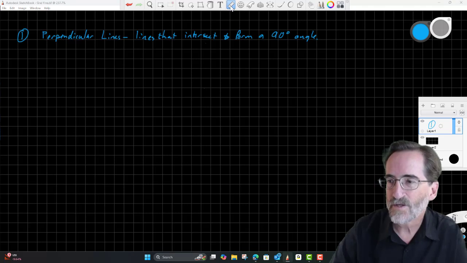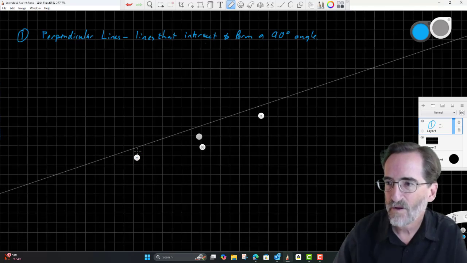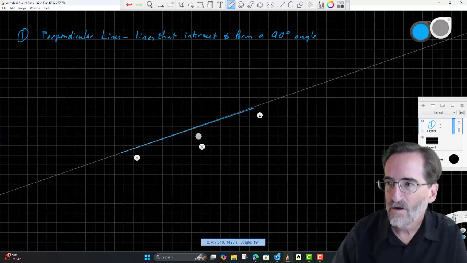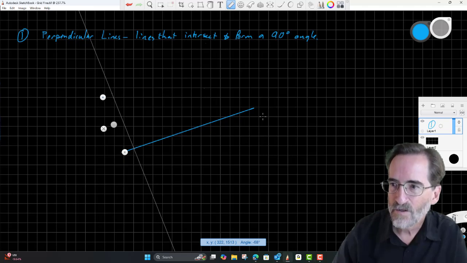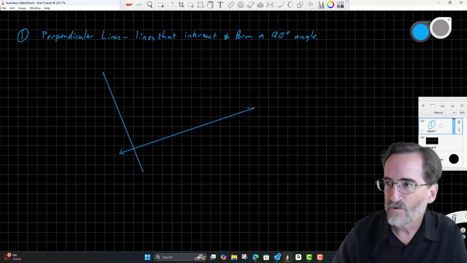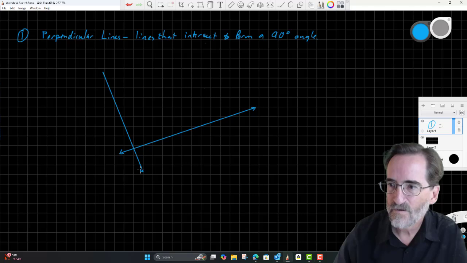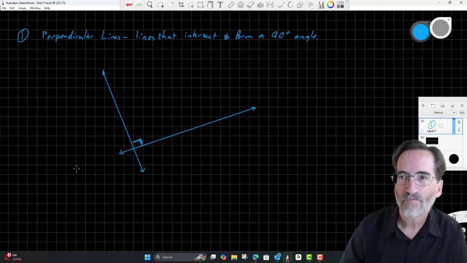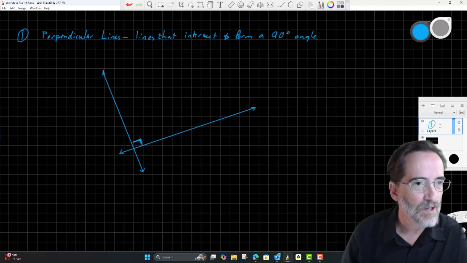Okay, and let's go ahead and sketch a picture of it. The angle formed is 90 degrees. We represent lines with arrows on both sides, and we represent a 90-degree angle with the square corner symbol. Okay, that's number 1. Number 2.